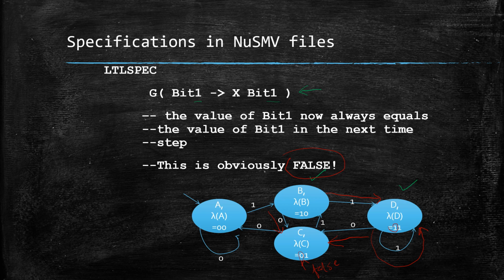So when we run this specification on the model given to the NuSMV model checker, it will show us that this property is false, and it will also give us a counterexample. The counterexample may be this one, or it may be along this path. It will depend upon which counterexample the NuSMV algorithm on the back end finds, and we will see when we do it practically using the NuSMV model checker. Thanks.